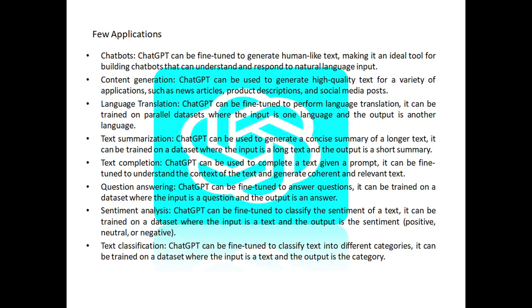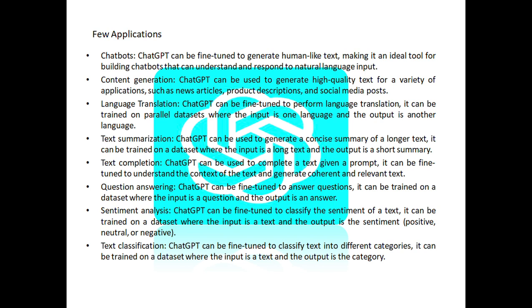Next, some applications. I can say very few, but there can be many possibilities here. Chatbots are one of the applications. ChatGPT can generate human-like text, which makes it an ideal tool for building chatbots that can understand and respond to natural language input, and which can be used in specific applications wherein text generation is required. For content generation, ChatGPT can be used to generate high quality text for a variety of applications such as news articles, product descriptions, and social media posts. Not only this, this PPT itself is made by using ChatGPT. The content, whatever you see, is made by ChatGPT.